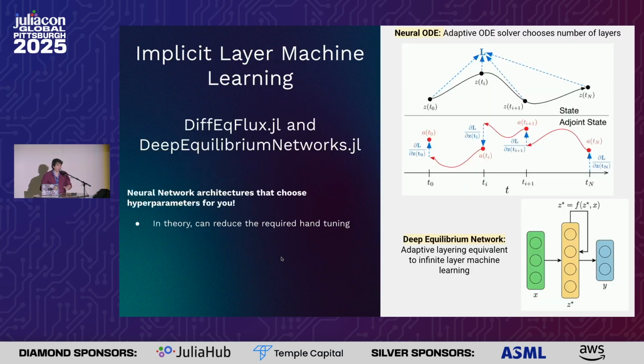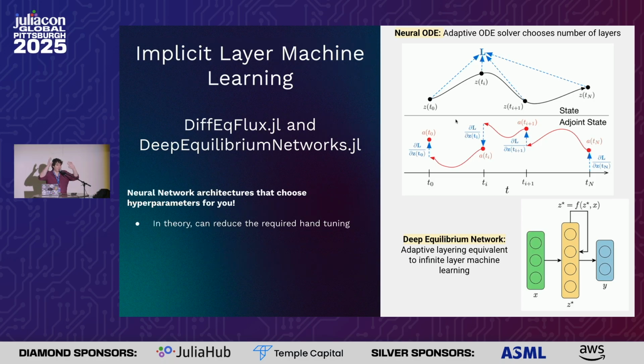But there are other architectures, right? And so if you really wanted to be in the playing mode right here, if you want to play around a little bit, get a little funky, you can try some things like implicit layer machine learning, right? Implicit layer machine learning methods are methods which use solvers in order to give you a universal function approximator, which has fewer hyperparameters. So for example, a neural ODE, right?